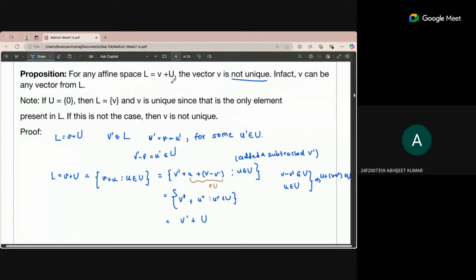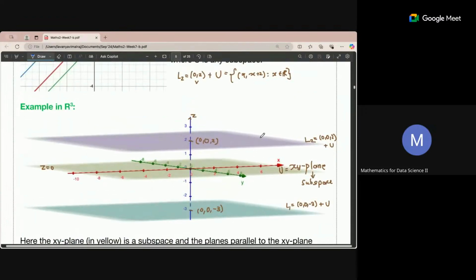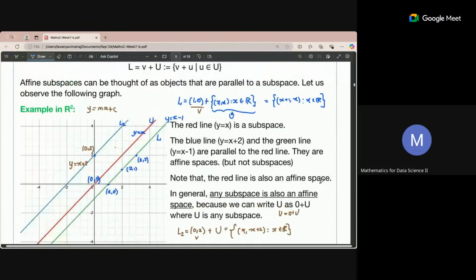Yes, it is. So far in the examples we have seen, for both L1 and L2, do you think there is any other subspace which is parallel to L1 and L2 apart from this XY plane? What is that plane which is parallel to L1 and L2, which is a subspace? Remember, it should be a subspace. Can you tell a subspace which is parallel to L1 and L2 here?